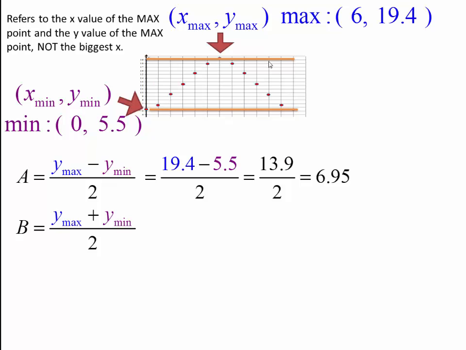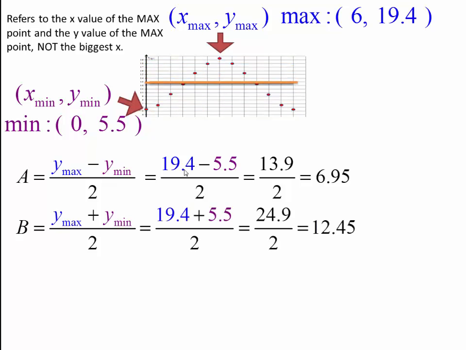And the way I can do that is average the max and the min, bringing them together to find the midpoint line. So this suggests that 12.45 is the midpoint. And if I go 6.95 up from that, I reach my maximum of 19.4. And if I go 6.95 below that, I reach my minimum of 5.5.